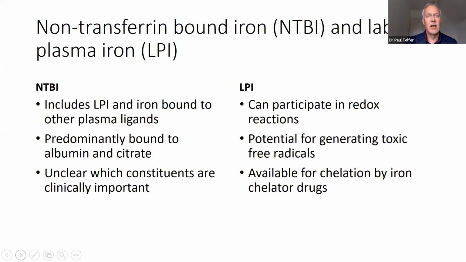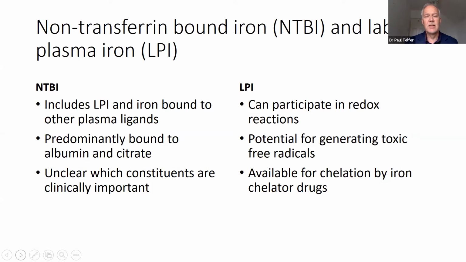ligand forms of iron are probably not that active, but there is another form of non-transferrin bound iron where it's not particularly bound to these ligands, or not tightly bound to these ligands, and we call this labile plasma iron. This form of iron is chelatable, but it is also free to participate in these redox reactions that I mentioned, and thereby causing toxicity through the generation of toxic free radicals.